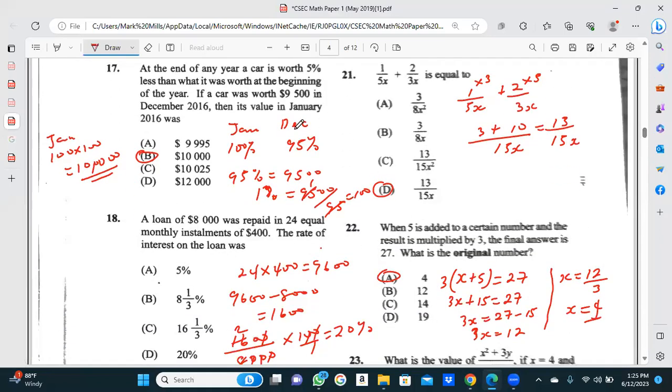Number 17. Now, they said at the end of the year the car worth was 9,500 in December. You want to find out the amount in January. So what we do, we say 95% is 9,500, so 1% is 9,500 divided by 95. We get 100. Then 100 times 100 gives me 10,000.